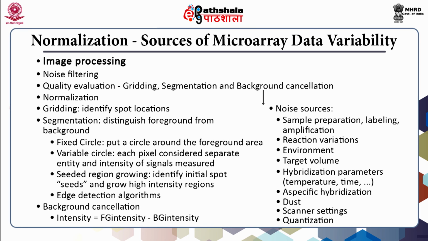When we are talking of normalization, the first step for normalization is image segmentation and analysis. The image is analyzed for its quality and then assessed whether the experiment has been done in a perfect manner or not. The image segmentation involves gridding of the image by using virtual grids, which would have different types of methodologies, which include specific image segmentation, variable image segmentation, or edge detection algorithms.